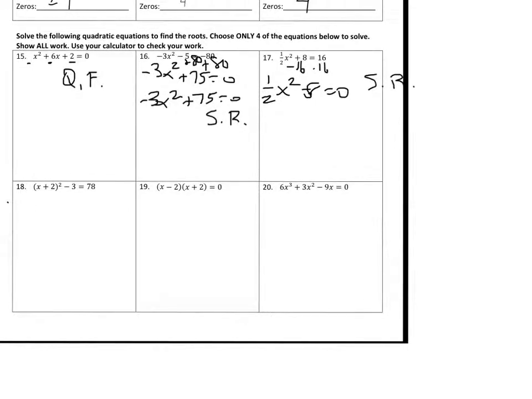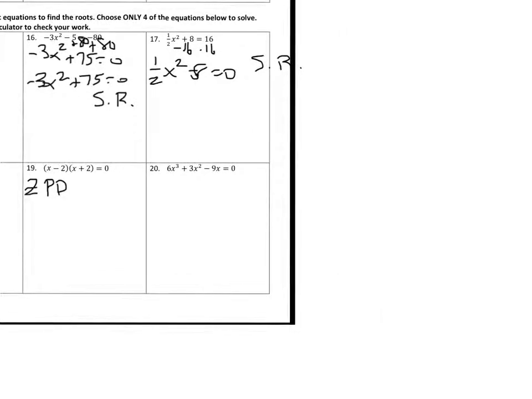19, it's already factored for me, so I can use zero product property by setting both products equal to 0. And the last one, this one's a tricky one. We haven't seen one like this, but look right here. If you notice, there's an x in each one, so I can factor out an x. I can actually factor out a 3x, because 6, 3, and 9 all have a 3 in common.